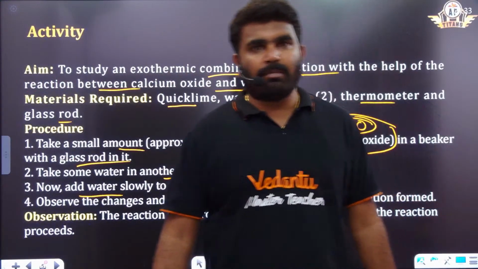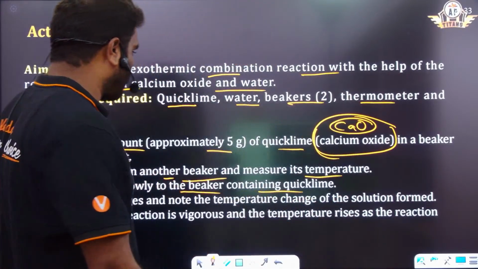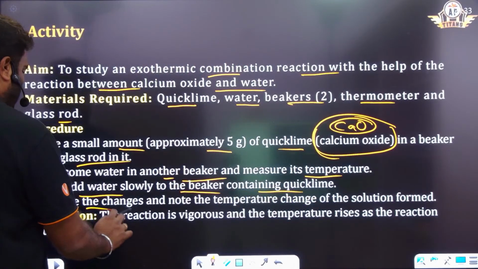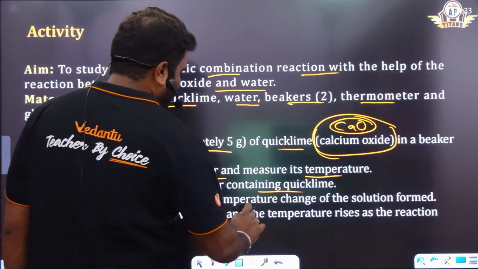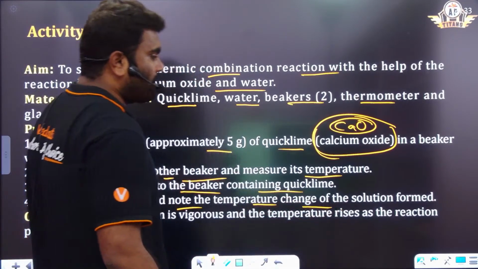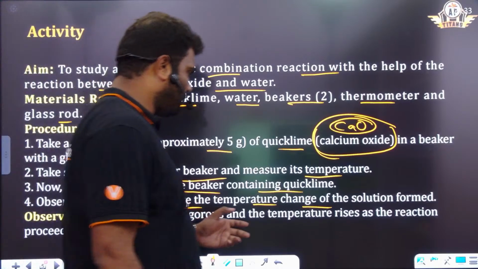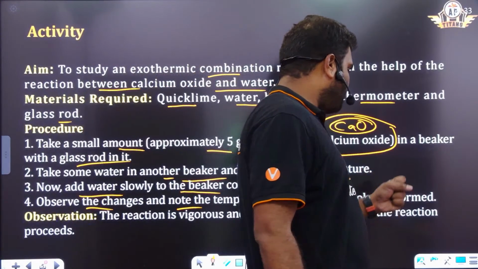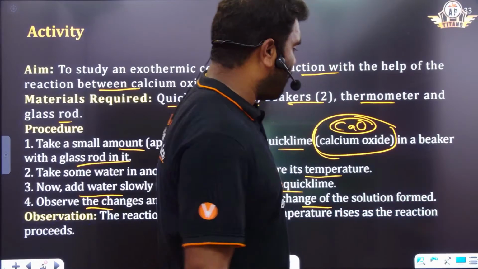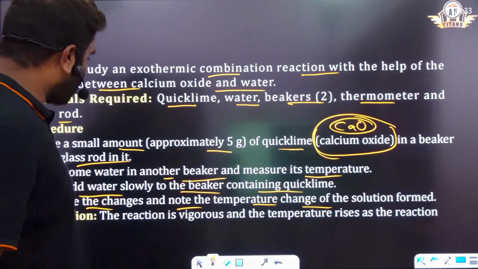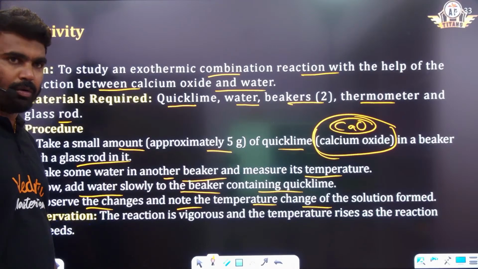So to the quicklime, we have to add water. Quicklime is nothing but calcium oxide. So observe the changes and note the temperature change of the solution formed. What we have to do is observe the changes and note down the temperature.